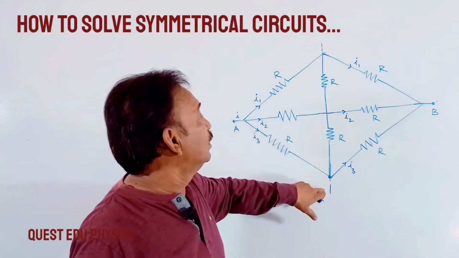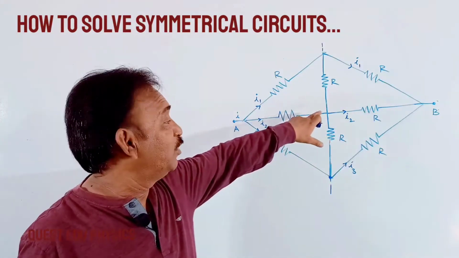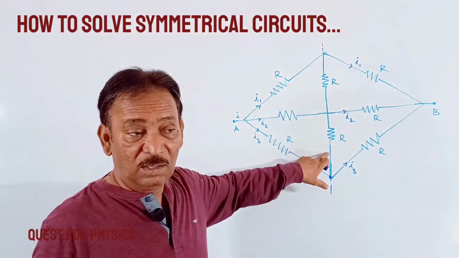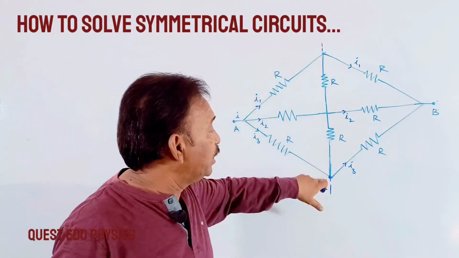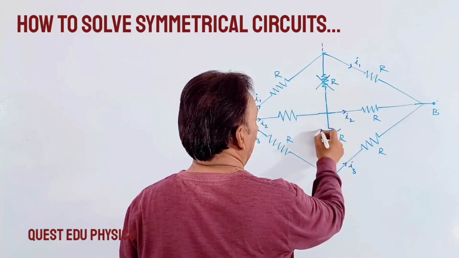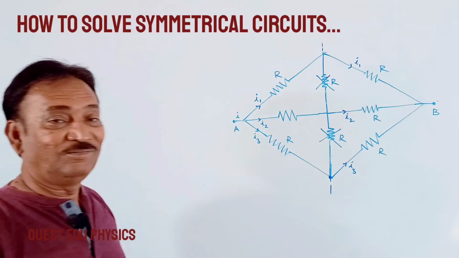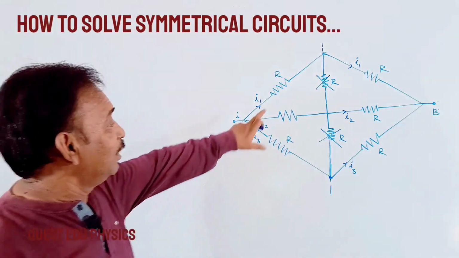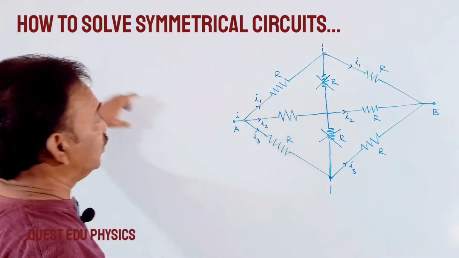Okay, students, in such a case, what do we have to do? We have to remove the resistors which are between the same potential points. In this case, I am removing this resistor as well as this. Okay, students, I hope you are understanding. Then the circuit could change in this way.